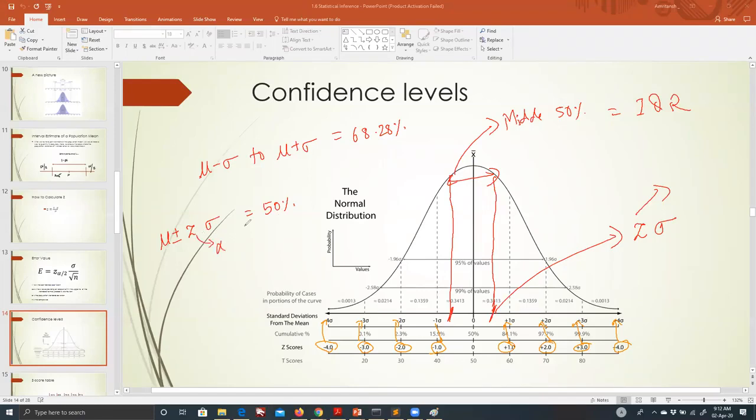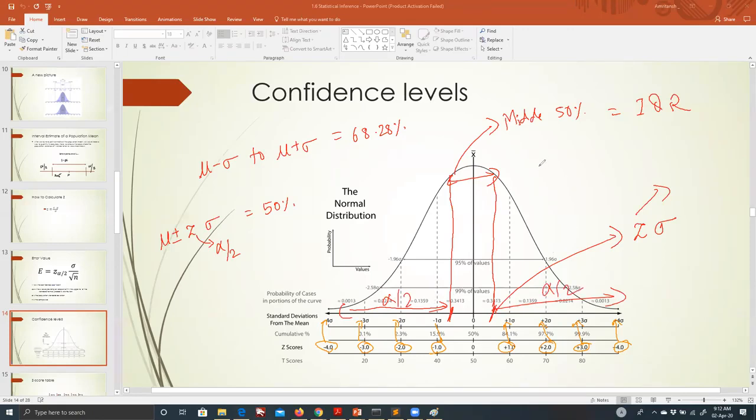So let's say you have an alpha here. So what would be the alpha by 2 here? If you are covering the middle 50% only, then how much area are you leaving out on both sides? 1 minus alpha by 2. So how much area is this? This is alpha by 2. Similarly, this is also alpha by 2, right? Because both sides you are leaving out.